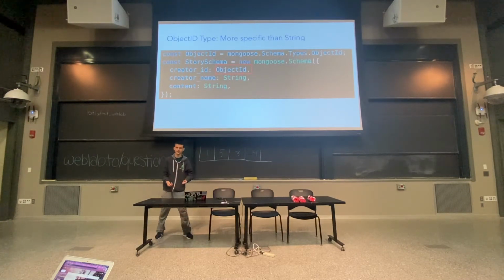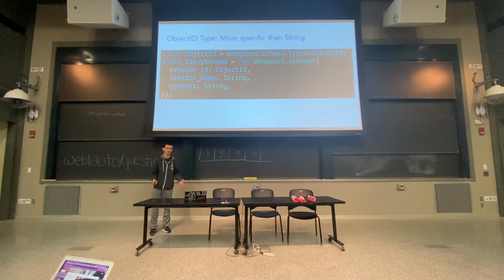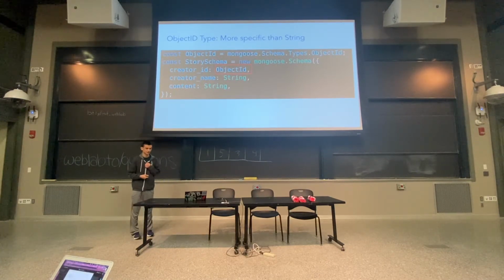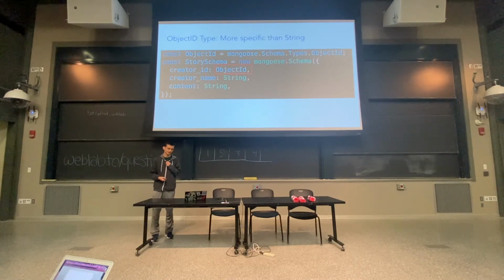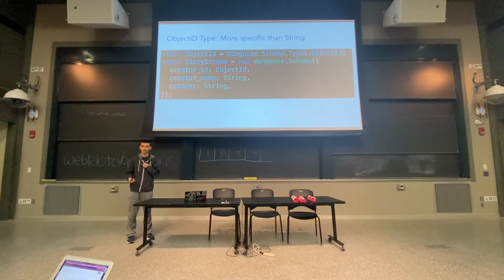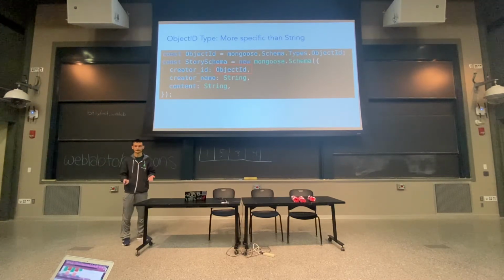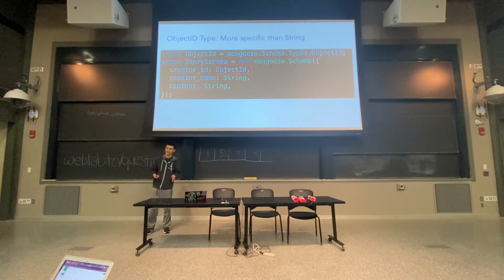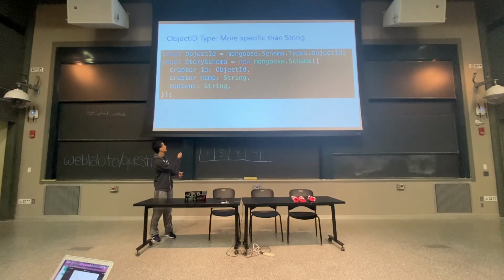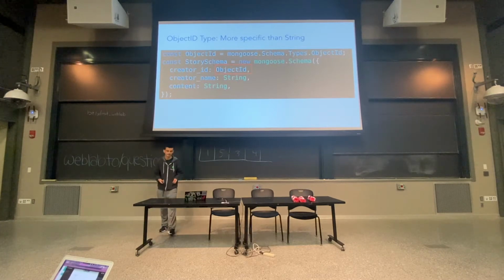So for example, in our current schema, we could say creator ID equals test ID, and it would be fine because it's a string. But if you try to make a new story where the creator ID is equal to test ID, it's going to reject it. It's going to say, what are you doing? Test ID is a fake object ID. It's not real. So it will fail to pass the schema. So this makes the schema a little more strict, and it makes you specifically look for object IDs.